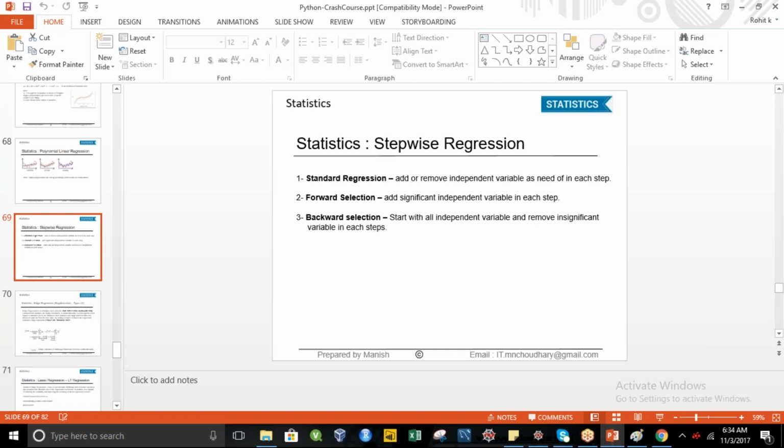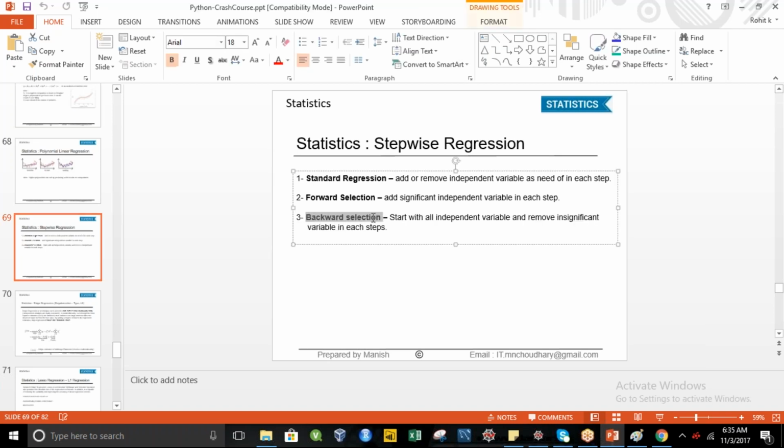But the second way of doing the stepwise regression model is forward regression, which means we consider one variable at a time. In the second step we consider one more variable, and in the third step again one more independent variable. So we are moving forward step by step, adding more significant variables, to find out which model is suitable and gives more r square value and more adjusted r square value. These are all three techniques.